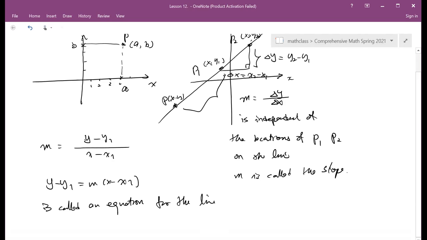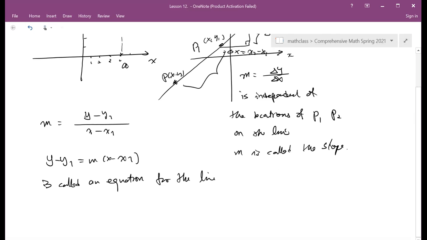Okay, that's about the geometry of lines in the plane with a coordinate system. And conversely, if you're given a linear relationship between x and y, then those x and y are the points of a line. So it determines a line.